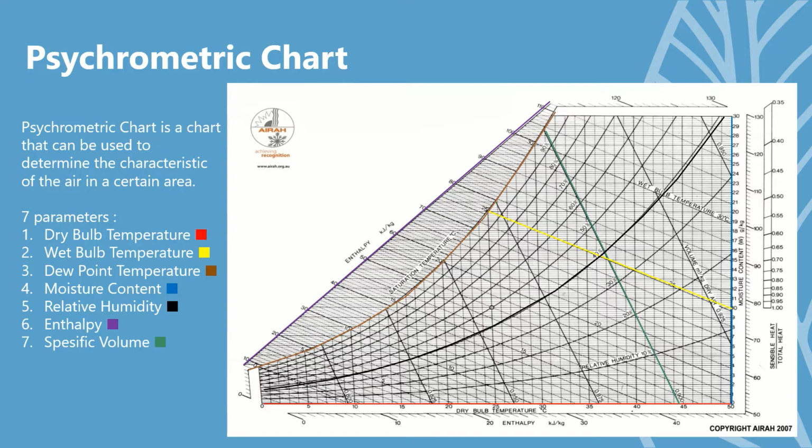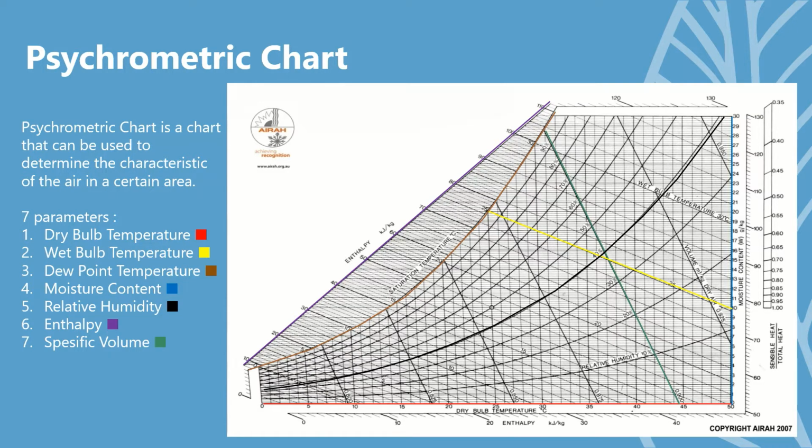Start from dry bulb temperature. So we can define this parameter as simply the temperature captured by a standard thermometer or room thermometer. This parameter is also called the ambient temperature.